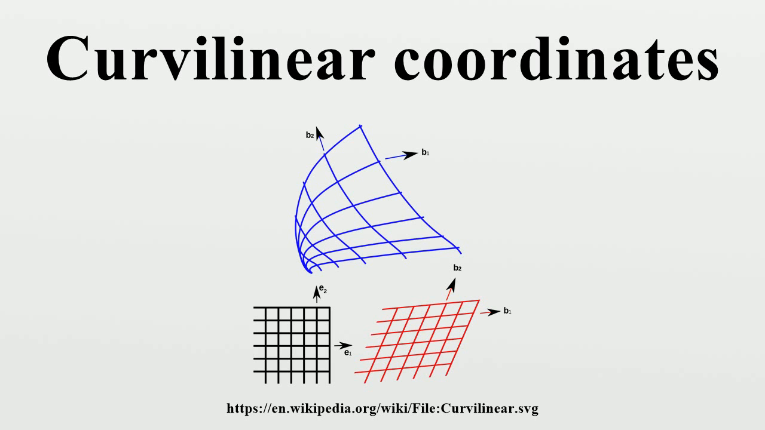Tensors in curvilinear coordinates. A second-order tensor can be expressed as follows, where the symbol denotes the tensor product. The components Sij are called the contravariant components, the mixed right covariant components, the mixed left covariant components, and Sij the covariant components of the second-order tensor.